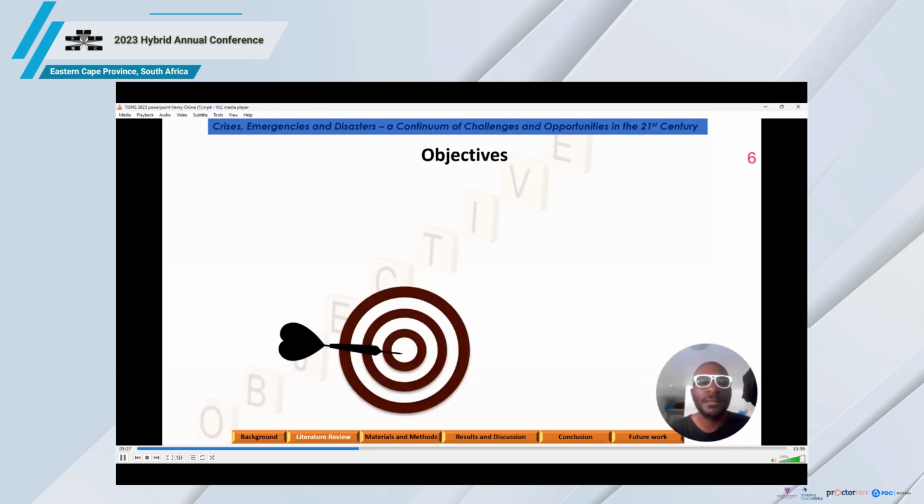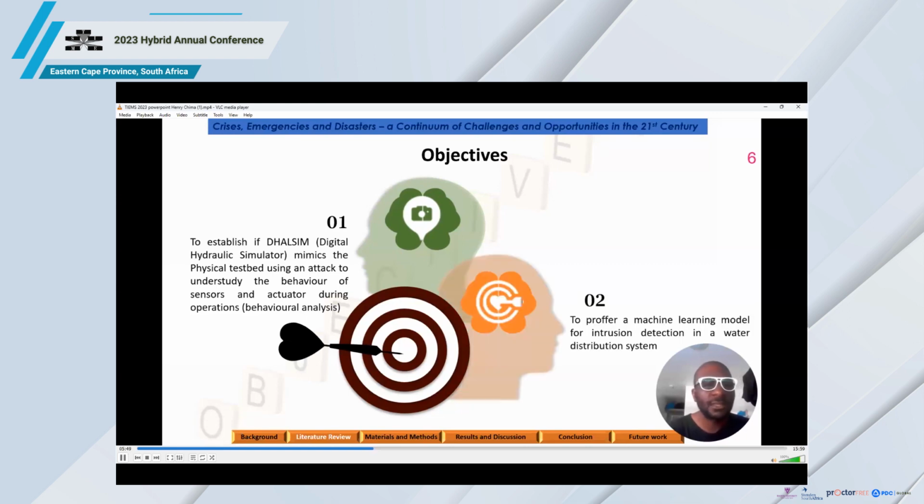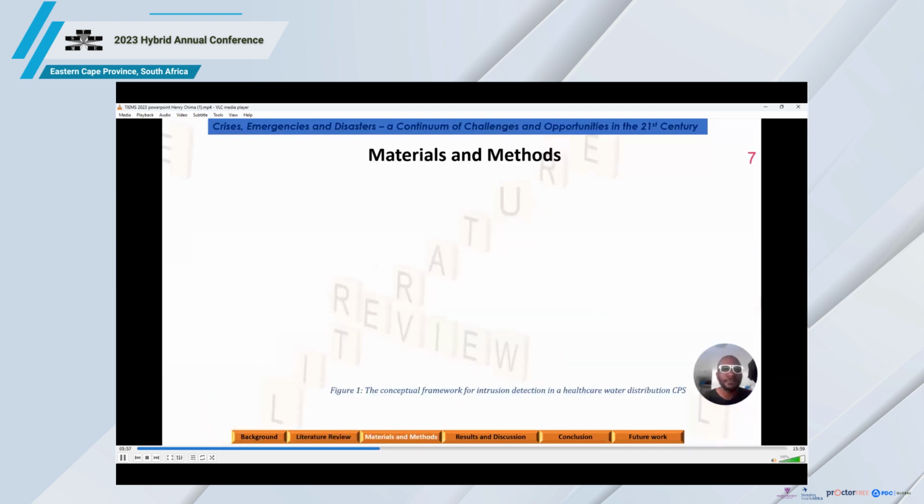Now to the objectives of this presentation. First, I'll be adopting DALSIM from the work of Murillo et al. 2021, and my first objective is to establish if DALSIM mimics the physical test bed by using an attack to understand the behavior of sensors and actuators during operations, which is behavioral analysis. Secondly, I will try to profile a machine learning model for intrusion detection in the water distribution system.